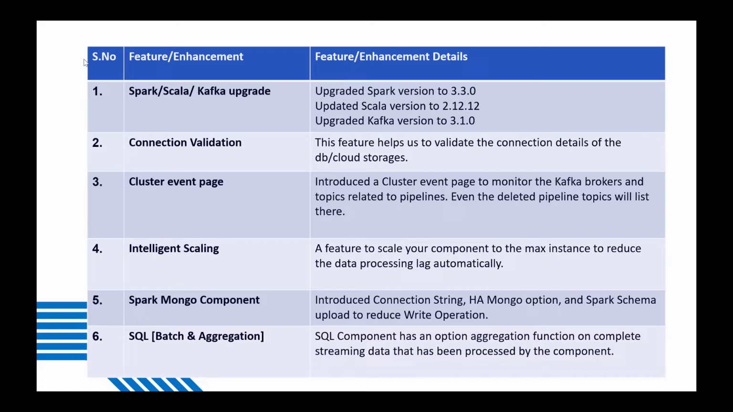Next feature is a connection validation. This feature helps us to validate the connection details of the DB and the cloud storages. We have provided this option to validate all the connections before activating a pipeline. So just click on the validation icon and validate either the connection is valid or not.